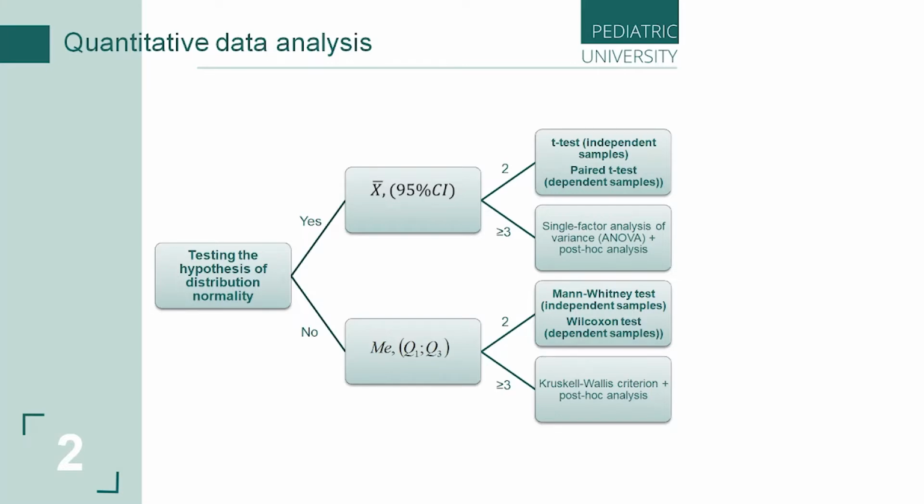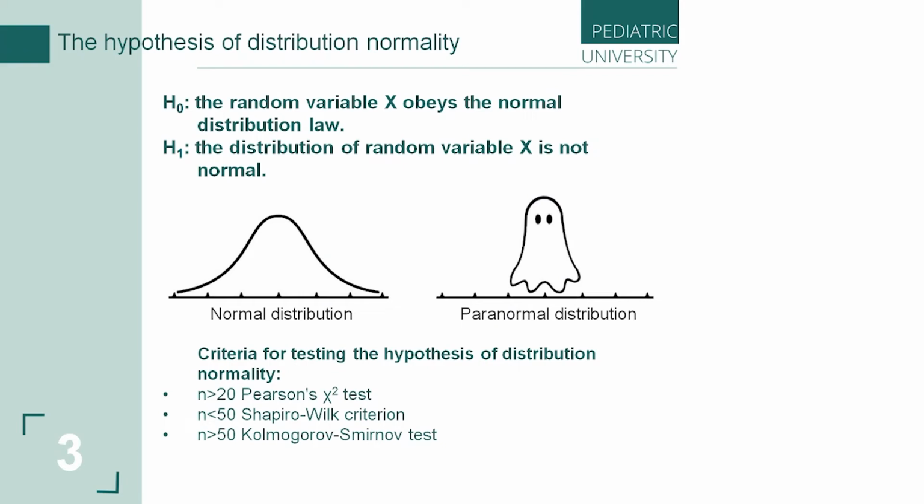So, and now we are faced with the question, how do we test this hypothesis of distribution normality? The null hypothesis we have is that the random variable x obeys the normal distribution law, and the alternative hypothesis is the opposite. That the distribution of the random variable x is different from the normal distribution.